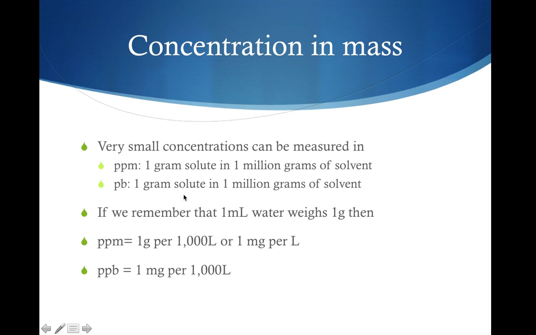If we've got very small concentrations, then we might do it in parts per million or parts per billion. Parts per million means you've got 1 gram of solute in 1,000,000 grams of solvent, or 1,000,000 millilitres of solvent. Parts per billion means we've got it in 1,000,000,000 litres. So 1 gram in 1,000 litres, or 1 milligram per litre, is the same as a part per million.